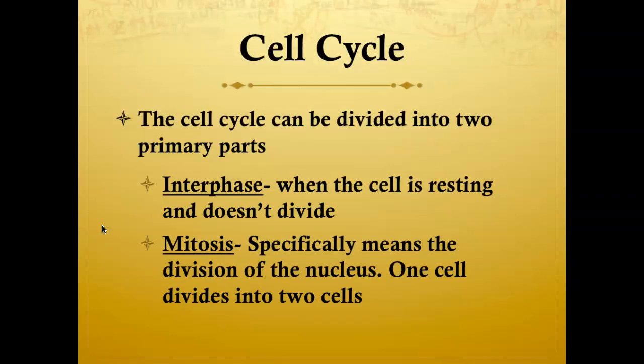So the cell cycle has two parts. Interphase, this is when the cell is resting, it's doing its job, and it's not dividing. And then mitosis, which is very basically division of the nucleus, forming two identical nuclei and having them get divided. It is not necessarily division of the cell.